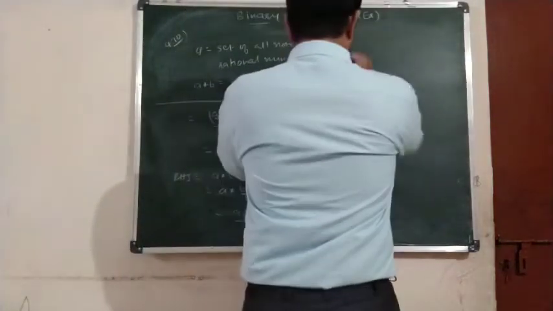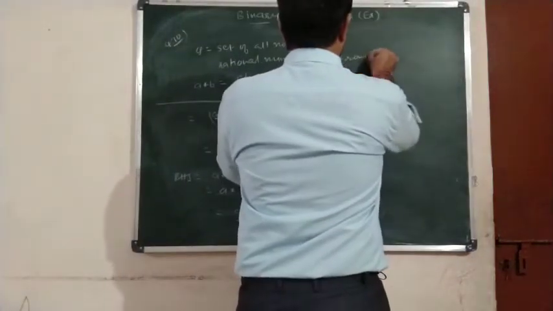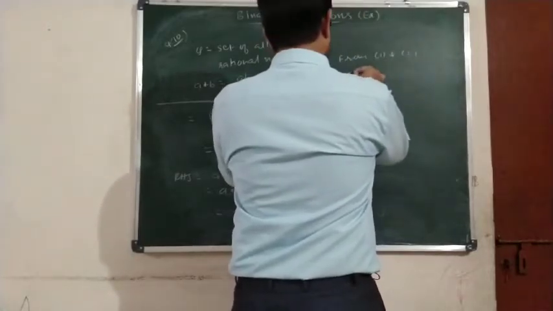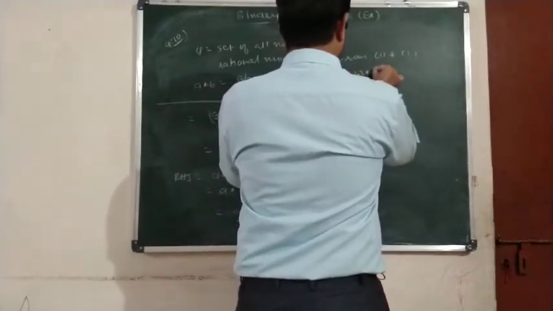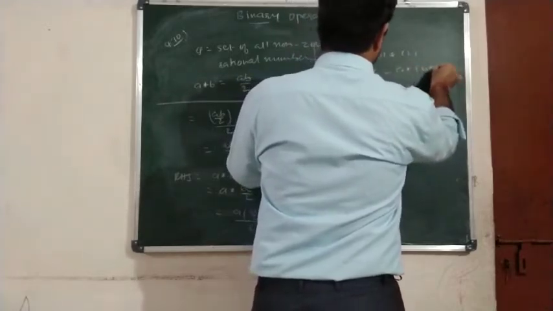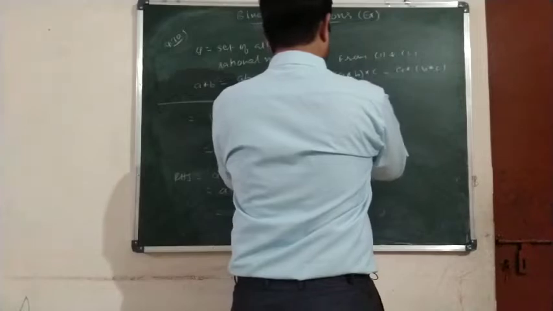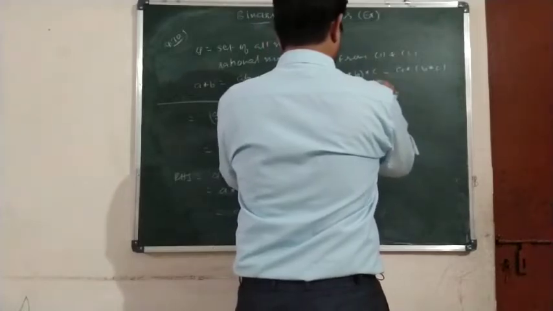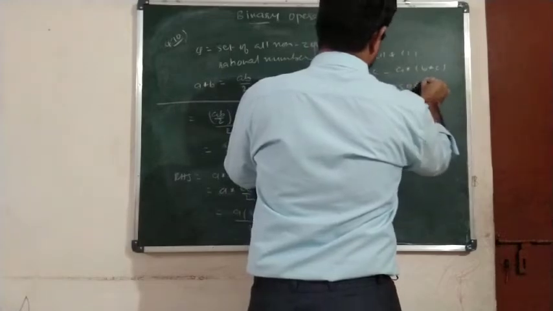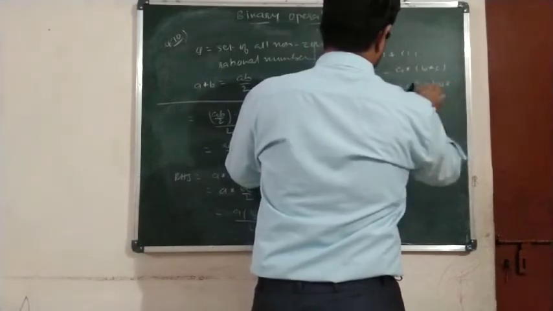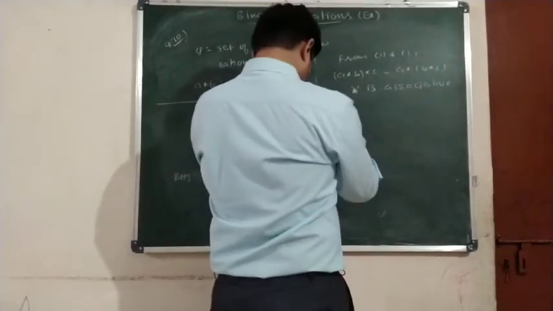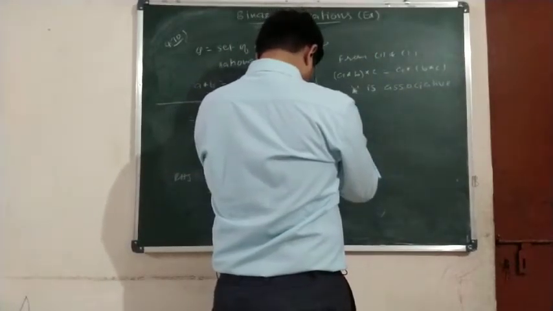Okay, and therefore from 1 and 2 we can say that A asterisk B asterisk C is equal to A asterisk B asterisk C, and therefore this operation is associative. Okay, now identity element.